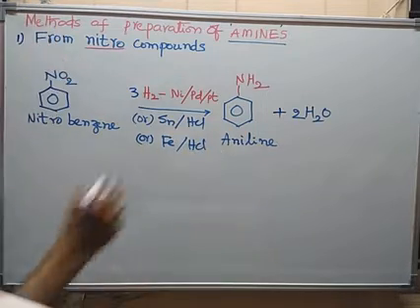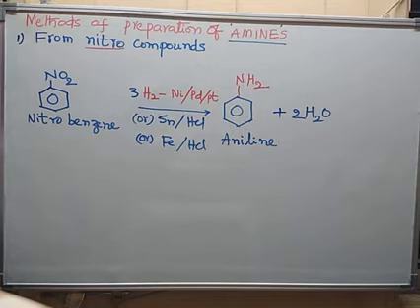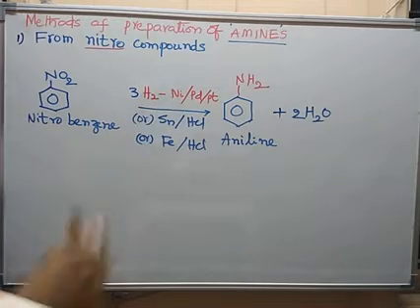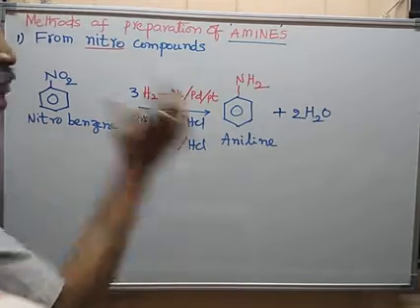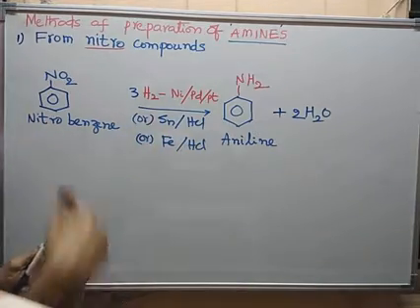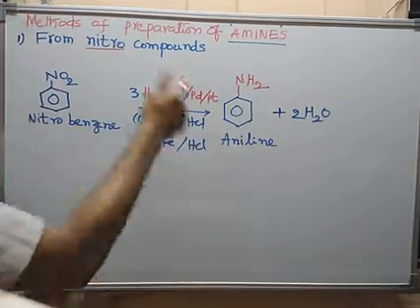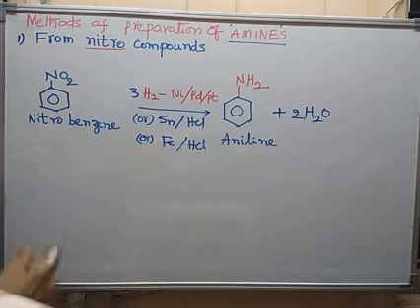What happened in this case? Instead of writing the equation a second time, which is given in the textbook, I would like to write only one step. Either the first case, H2 in the presence of nickel, palladium or platinum. Second case, metal in the presence of acid. Enough. The same reactant gives the same product. No change, you just change the type of reducing agent.